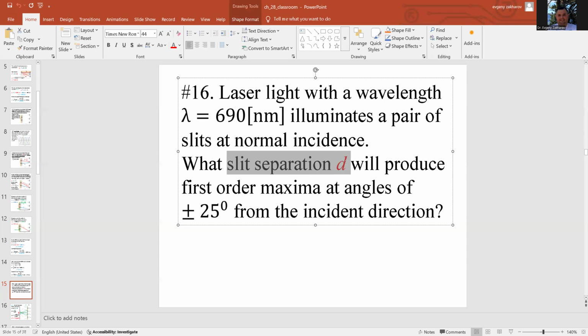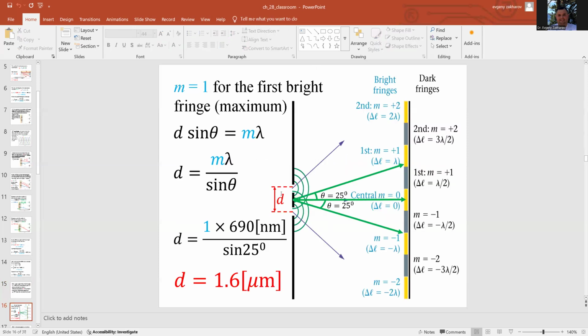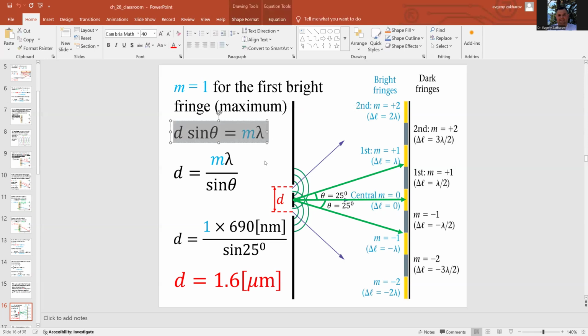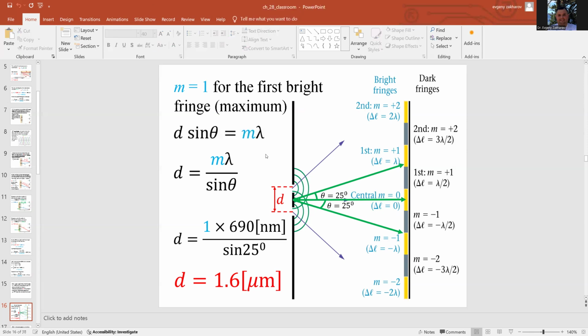The slit separation is what we're looking for, so d is unknown. And for bright fringes, the maxima, we have the condition from the textbook, d sine theta equals m lambda. The proof for this equation is in the notes and in the textbook. We're just going to use the formula by itself and solve this time for d.